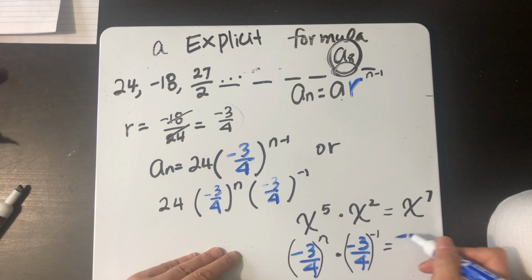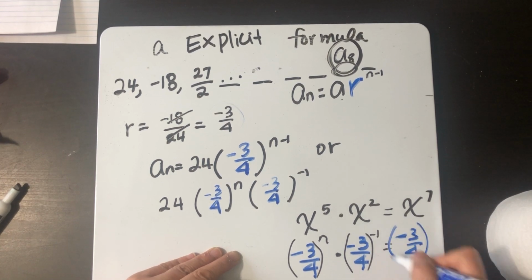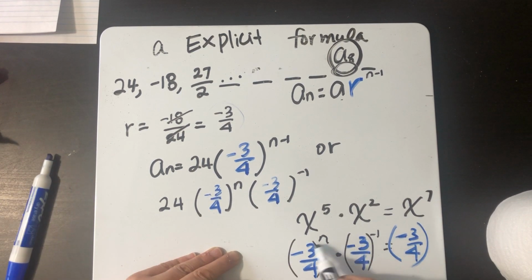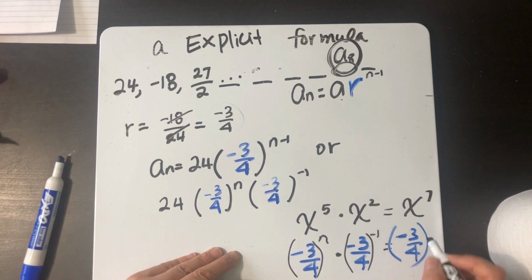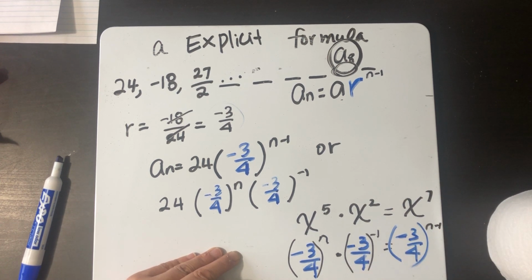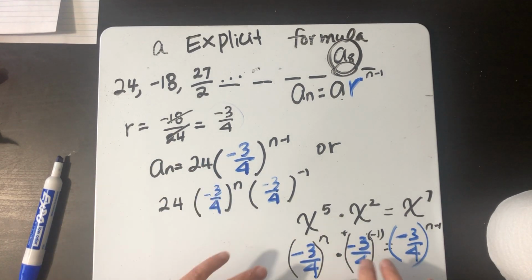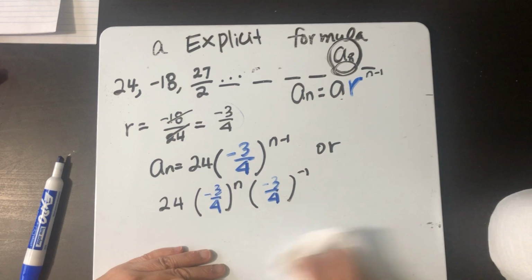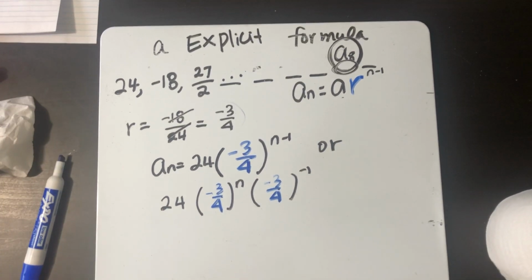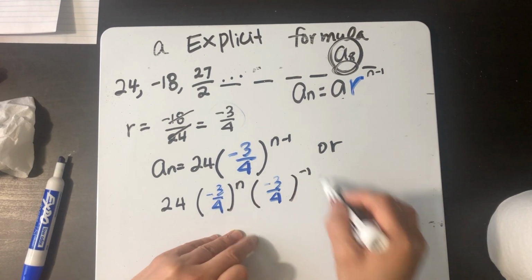You have negative 3 over 4, and you have to add the exponents. If you add n and negative 1, it's n minus 1. That's what it is. So just like that, you could separate it this way. When you separate it, let's look at this one.